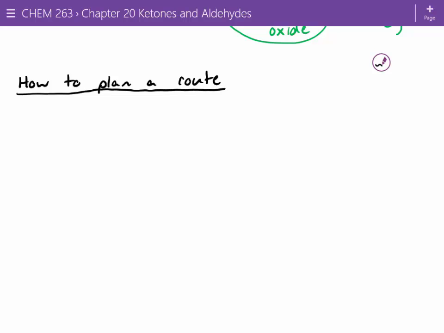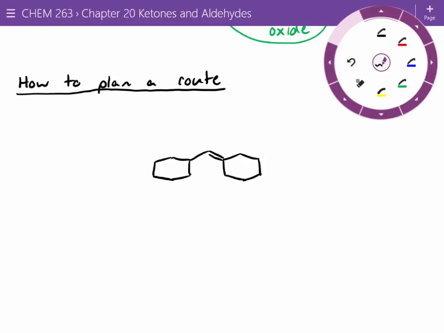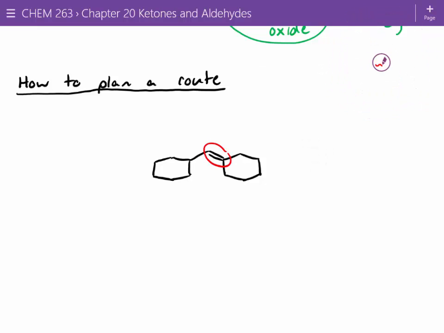So let's take this example. There's one I pulled from the book. And we have to figure out how to make this alkene. In particular, we've got to look at this double bond. Let's ask ourselves, how do we make this? And we just talked about using the Wittig reaction in order to make this.